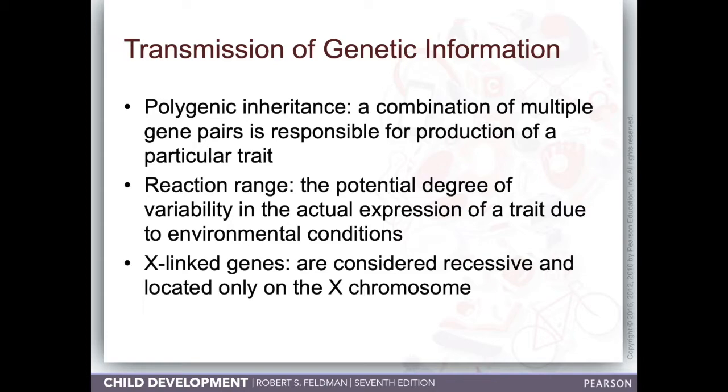Polygenic inheritance: a combination of multiple gene pairs is responsible for production of a particular trait. Your reaction range is the potential degree of variability in the actual expression of a trait due to environmental conditions. And your X-linked genes are considered recessive and located only on the X chromosome.